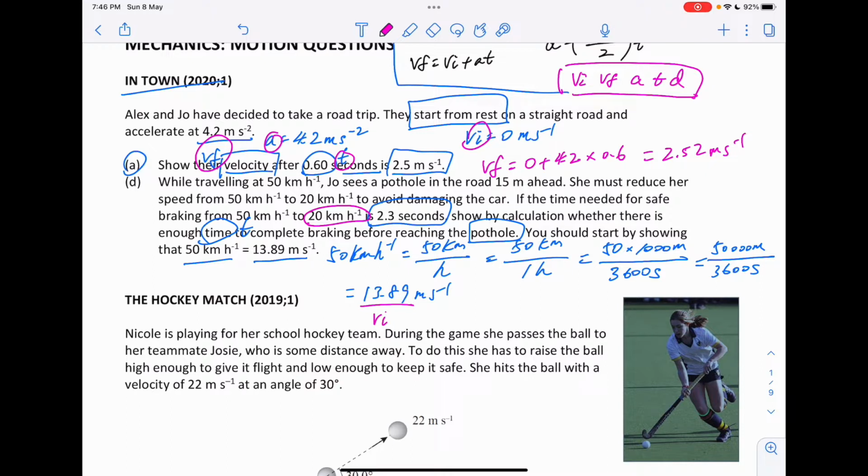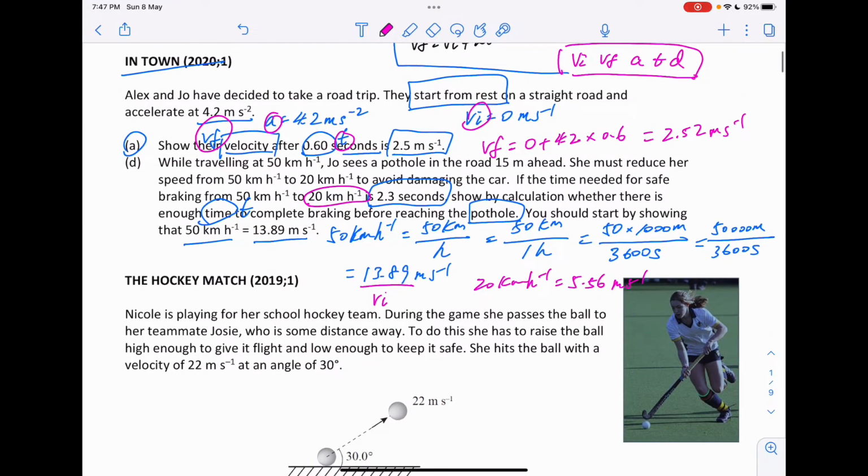So we will be using the same method. So 20 kilometers per hour. Well, you can do it yourself, but I'm just going to divide this by 3.6. That's 5.56 meters per second. Right? So if you do it this way, you get the same thing. Sorry, 1 meter per second equals 3.6 kilometers per hour.